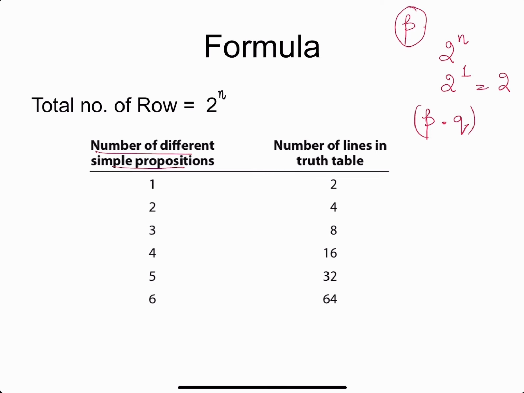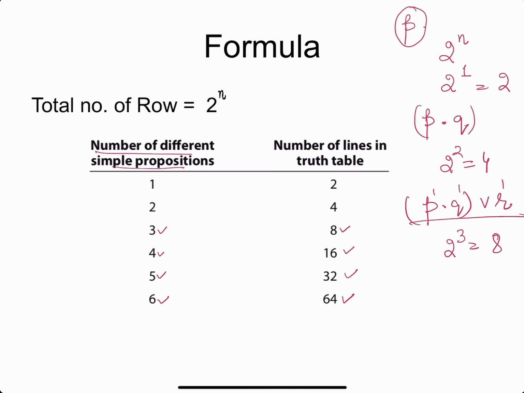Now in the second case, if we have p dot q, in this case we have two different prepositions p and q, so the formula will be 2 raised to the power 2, that will be 4. Similarly, if we have p dot q dot r, in this case we have 3 prepositions, so it will be 2 raised to the power 3, that will be 8. So again 3 gives 8, if you have 4 prepositions then it will be 16, 5 gives 32 and 6 gives 64.